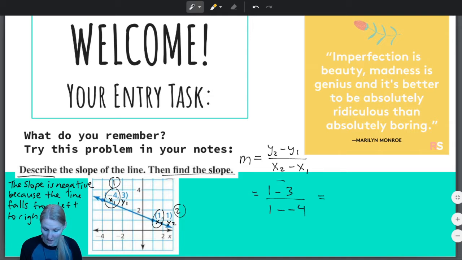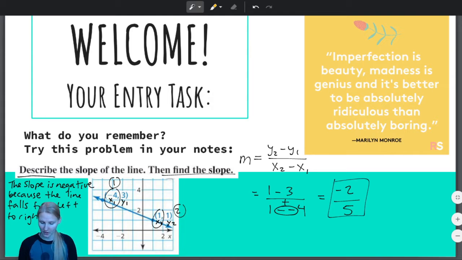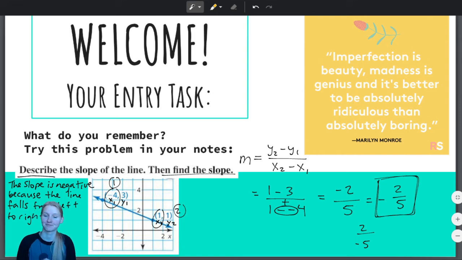Okay, 1 minus 3 is -2. And remember, minus a negative makes a positive, so 1 plus 4 is 5. And our slope, you can write it as -2 over 5. You can also write it as 2 over -5. It doesn't matter if the negative is on the top. It doesn't matter if the negative is on the bottom. It doesn't matter if the negative is out in front. However you want to write it.